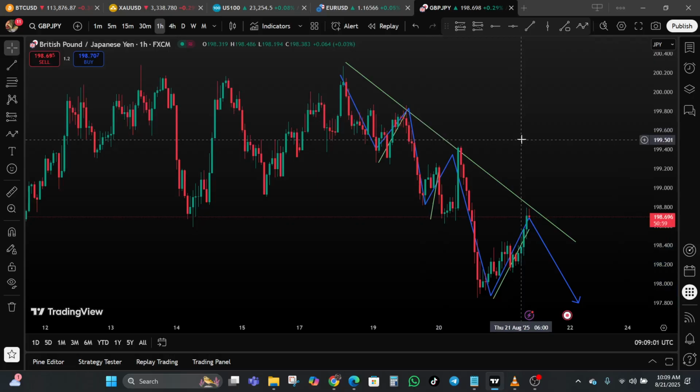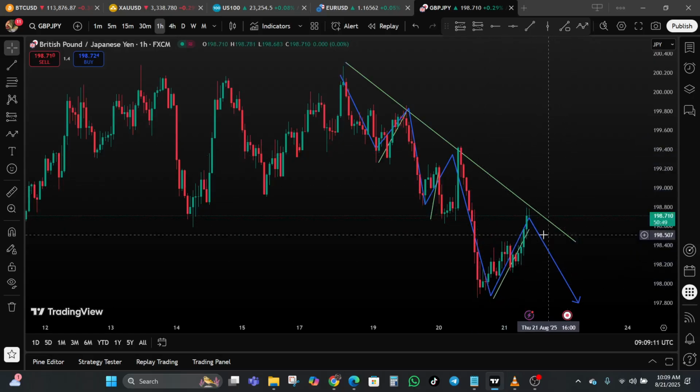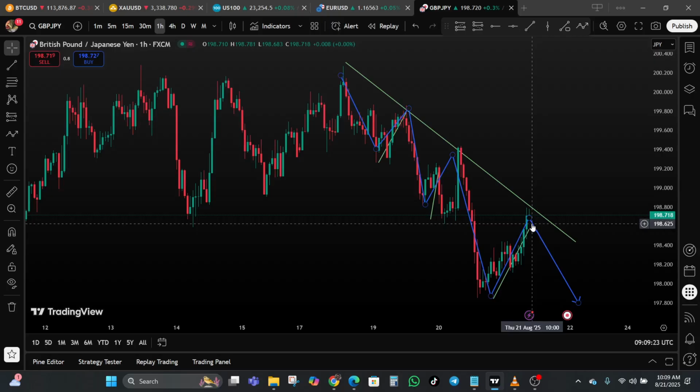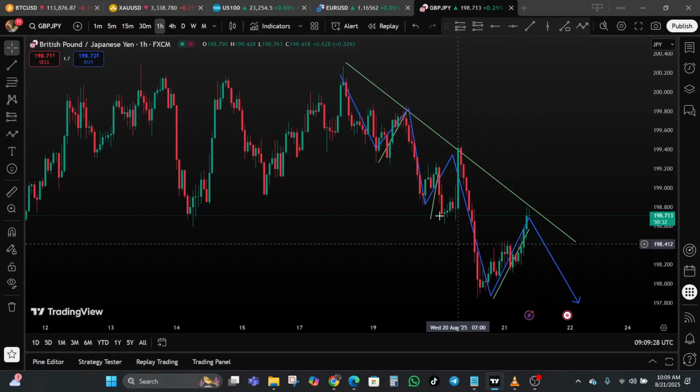Institutions and large players rarely place their entire orders at once. Okay, they often need price to retrace back into areas of interest, such as liquidity pools, order blocks, or fair value gaps, so they can accumulate more positions before the next move begins. So this is why instead of buying or selling after a large move, it is often smarter to wait for price to come back to these zones, right?